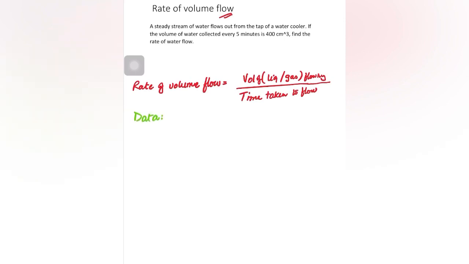What do we have? We have volume of water flowing out, which is equal to 400 centimeters cubed, and what is given? Time taken is given: every 5 minutes. Time taken to flow out is 5 minutes.